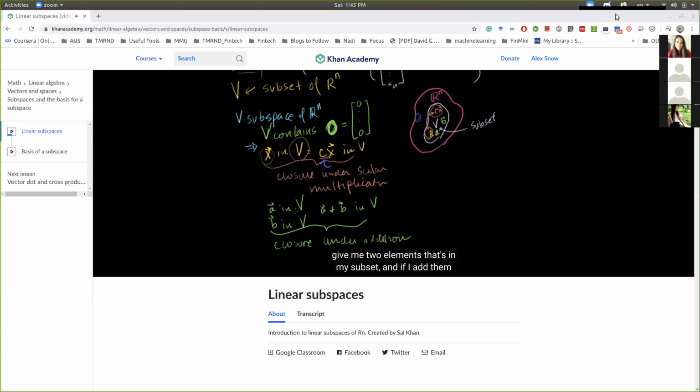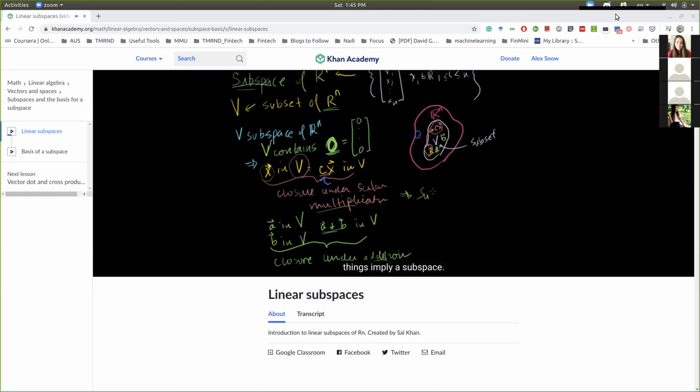That's what closure under addition means. That when you add two vectors in your set, you still end up with another vector in your set. You don't somehow end up with a vector that's outside of your set. So if I have a subset of Rn, some subset of vectors of Rn that contains the zero vector, and it's closed under multiplication and addition, then I have a subspace. So subspace implies all of these things, and all of these things imply a subspace. This is the definition of a subspace.